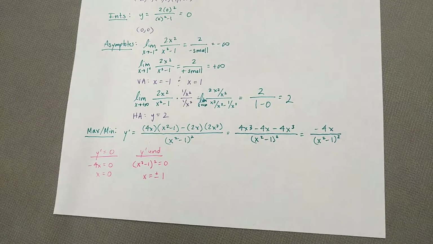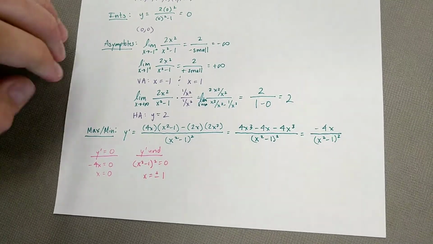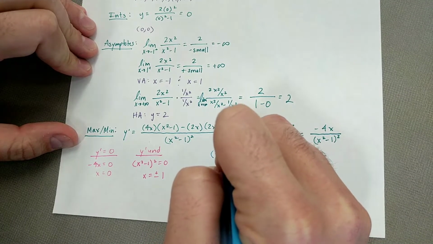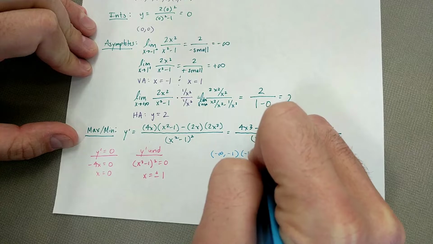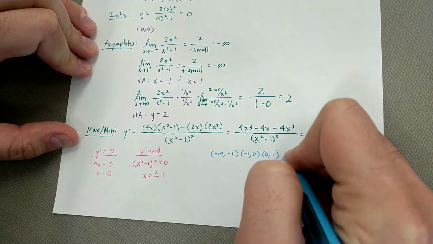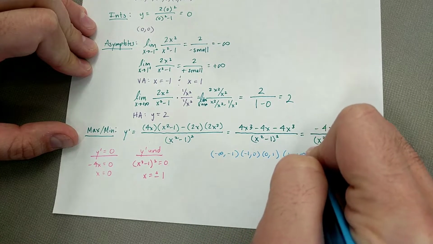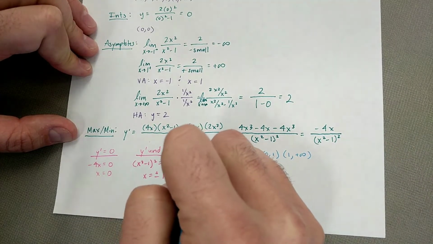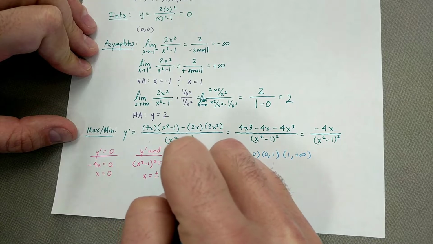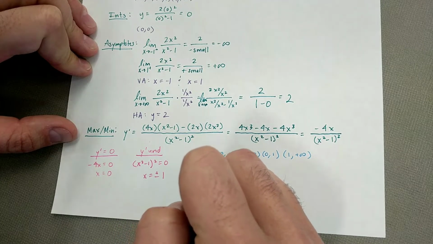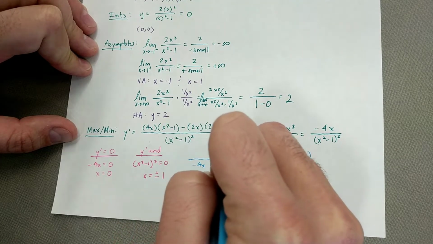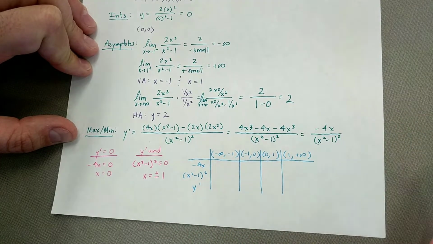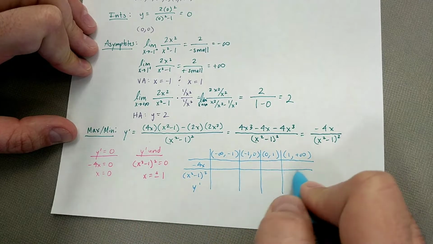All right, so now let's do some sign analysis on this. So negative infinity to negative 1, negative 1 to 0, 0 to 1, 1 to positive infinity. And then let's put in the factors here. So we've got negative 4x, we've got x squared minus 1 squared, and that of course builds our y prime. Notice I put in factors and not terms, so not stuff being added, but stuff being multiplied or divided.